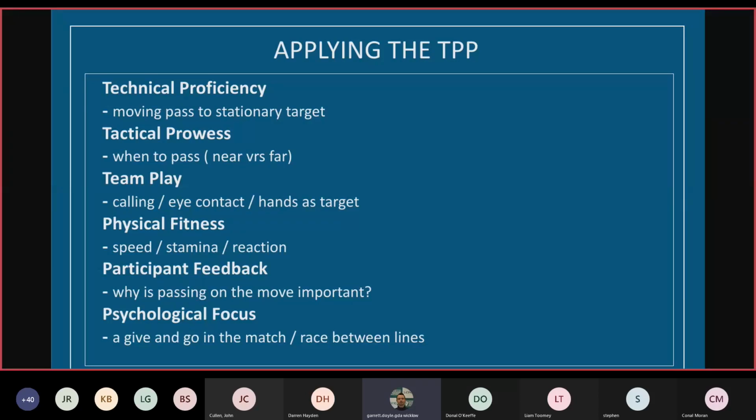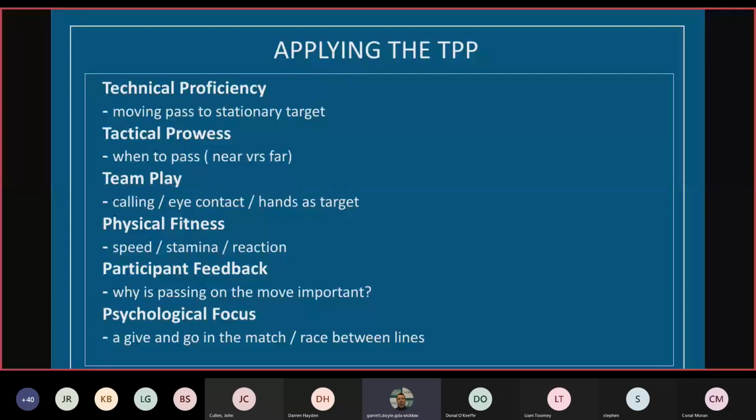The feedback. So we try to relate this. Why is passing on the move important? Well, more than likely, they're not going to be standing still in their games. They're going to be having to pass while they're moving. So they need to practice this in training to become better at it, to become comfortable at it. That's one way of getting in the importance of the move in this activity.